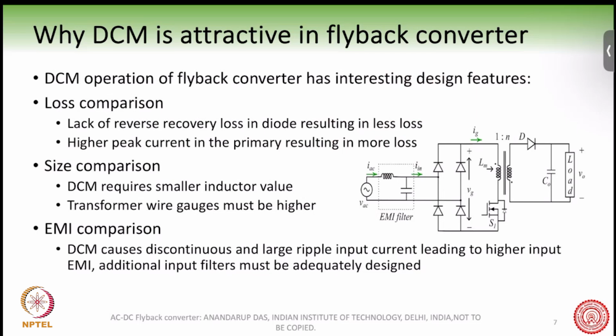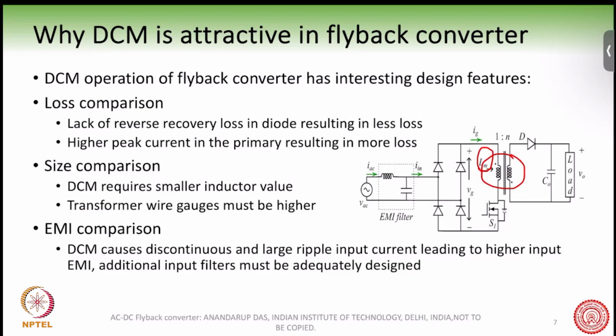Now, one question that we should address now is why the DCM is attractive. So when I say DCM, as we have extensively talked about in the previous lecture, this transformer has a magnetizing inductance, which is called LM. So when we say DCM, we mean the current through that inductor LM, which we had discussed in the last class, is basically discontinuous.